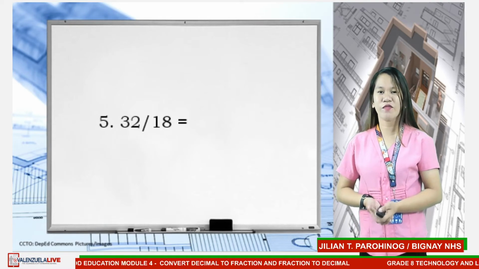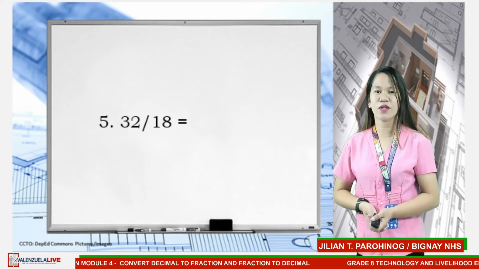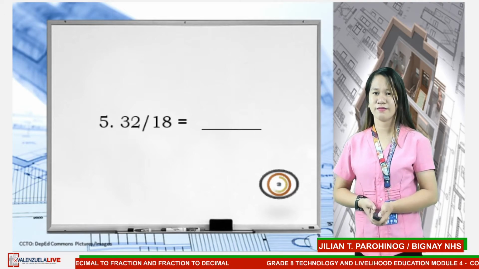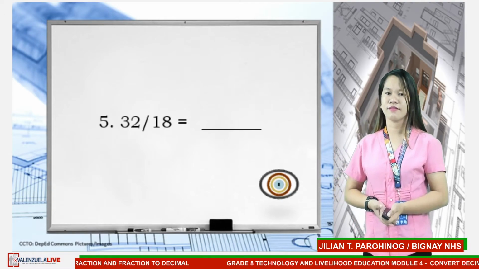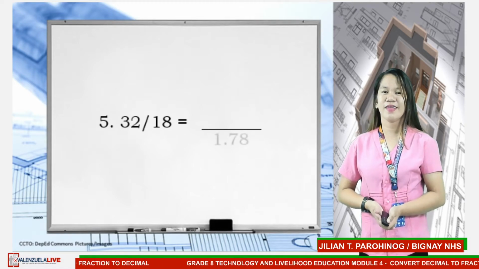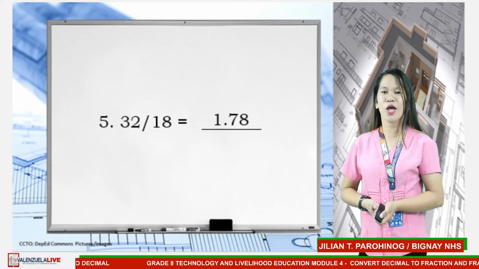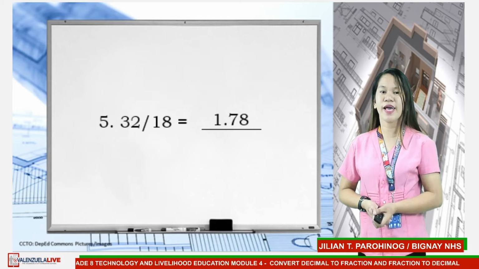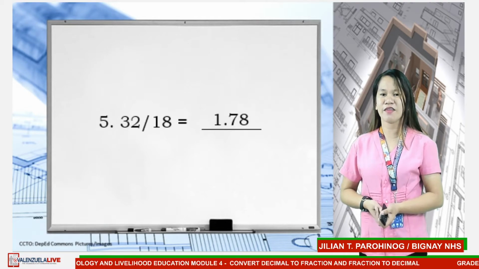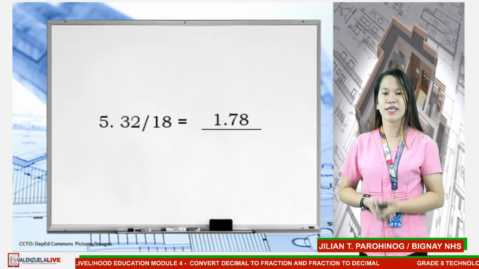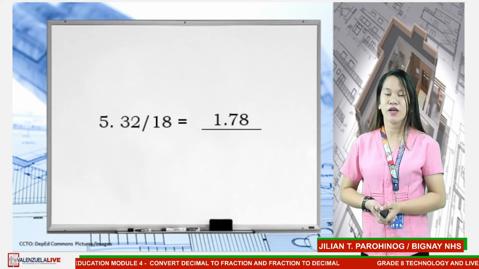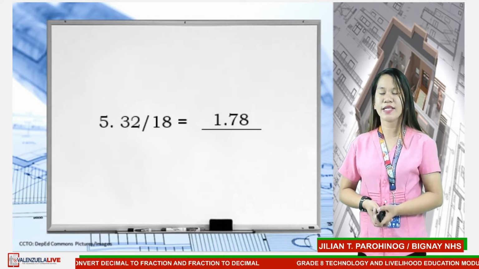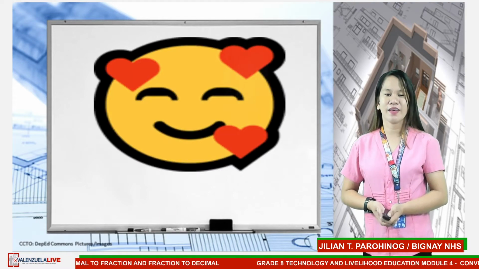For number 5, we have 32 over 18 is equal to what? Your timer starts now. Time's up. The correct answer is 1.78. Because once we actually divide 32 by 18, the answer will be 1.77777 continuously, 1.77. So we have to round this to the nearest hundredth. That is why it becomes 1.78. Amazing!